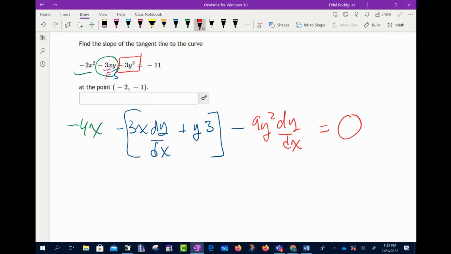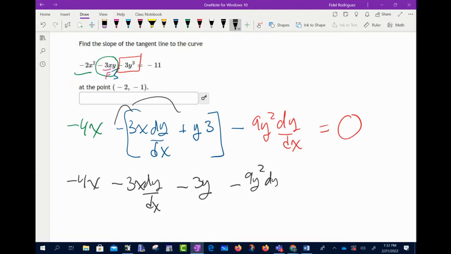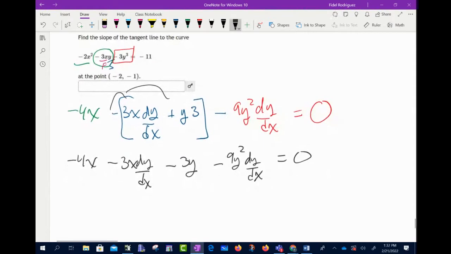So you're just saying 9y squared dy dx. Yeah, it's just dy dx times the derivative of y. Okay. So first thing I'm going to do here, y'all, I'm going to distribute this negative to both pieces. So I have negative 4x minus 3x dy dx minus 3y minus 9y squared dy dx equals 0. Okay?